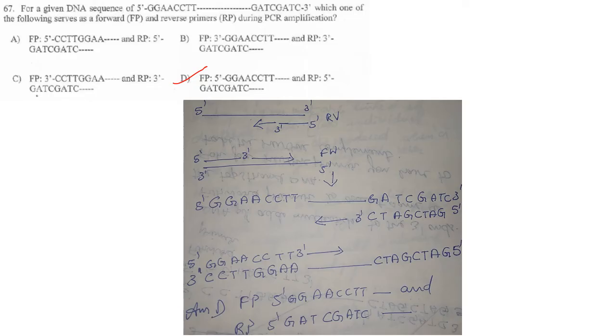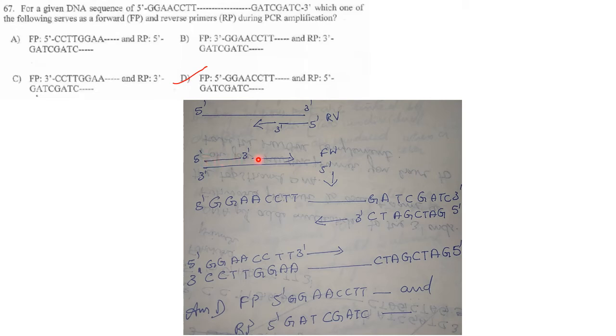Then next one. For a given DNA sequence, this is also a repeated question. I don't know in which question paper, but it was asked in the same university examination. So, for a given DNA sequence, they have given a DNA sequence. Which one of the following serves as forward and reverse primer during PCR amplification? So, they have given the sequence in 5' 3' direction. You have got the complementary sequence in 3' 5' direction. So here, because the DNA polymerase will add nucleotides to the 3' end.